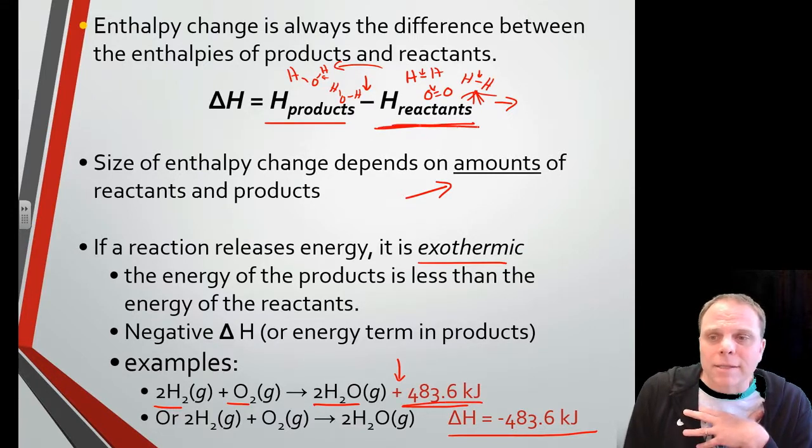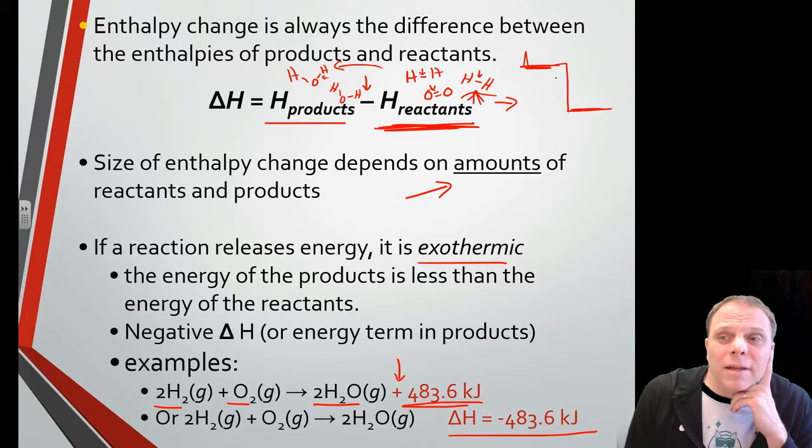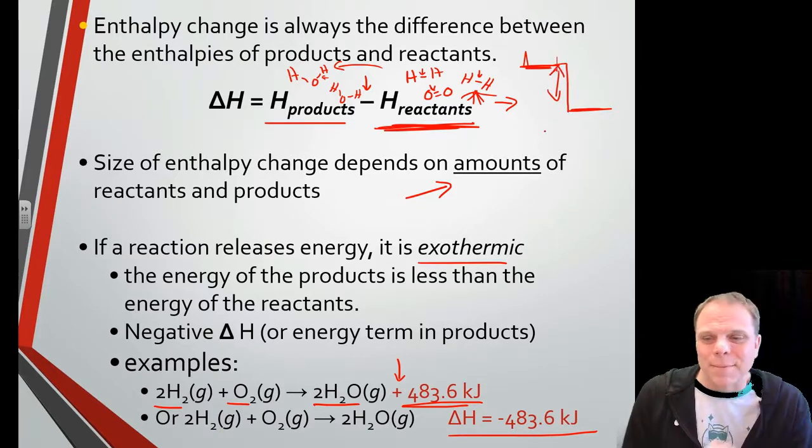My reactants are going to be higher potential energy than my product. So I've gone from a higher potential energy, drop down to a lower potential energy. And so now I'm going to have this excess amount of energy here given off in the form of heat. Okay, does that make sense?